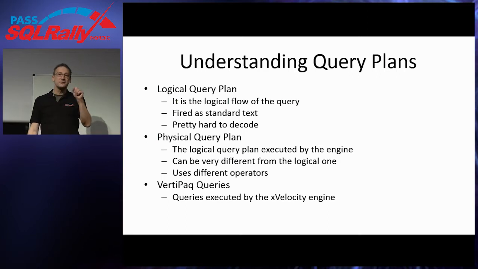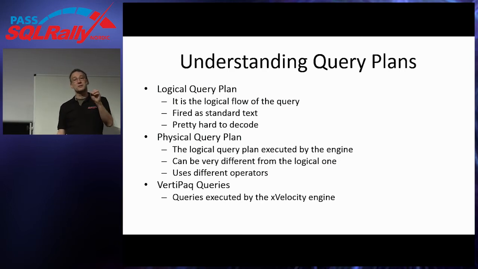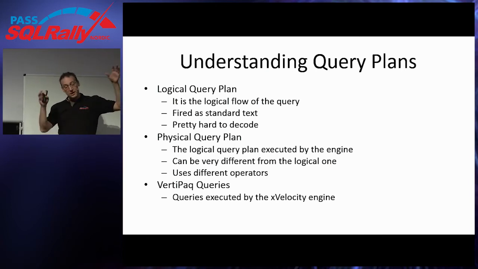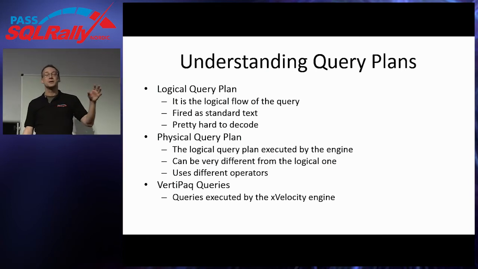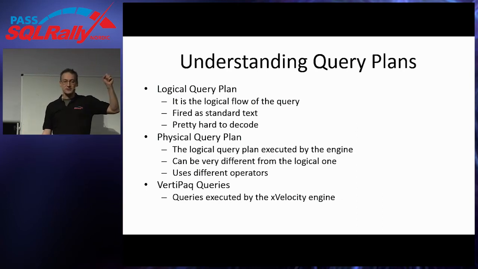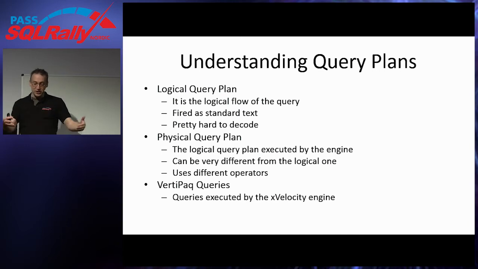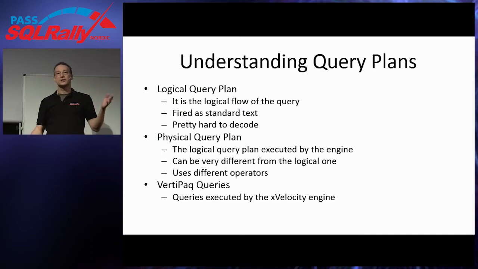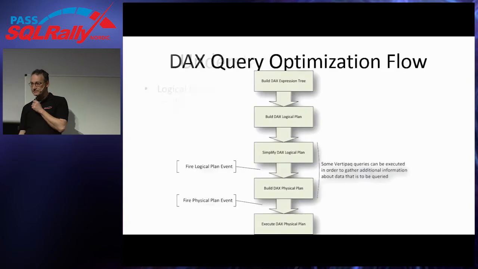And finally, we have vertical queries. Vertical queries are queries executed by the storage engine to retrieve data and return them to the formula engine. So there are three different items we need to understand. The logical query plan shows the grammar of the query. The physical query plan shows the actual execution path of your query, and the vertical queries are the fetching of data from the storage to compute values.